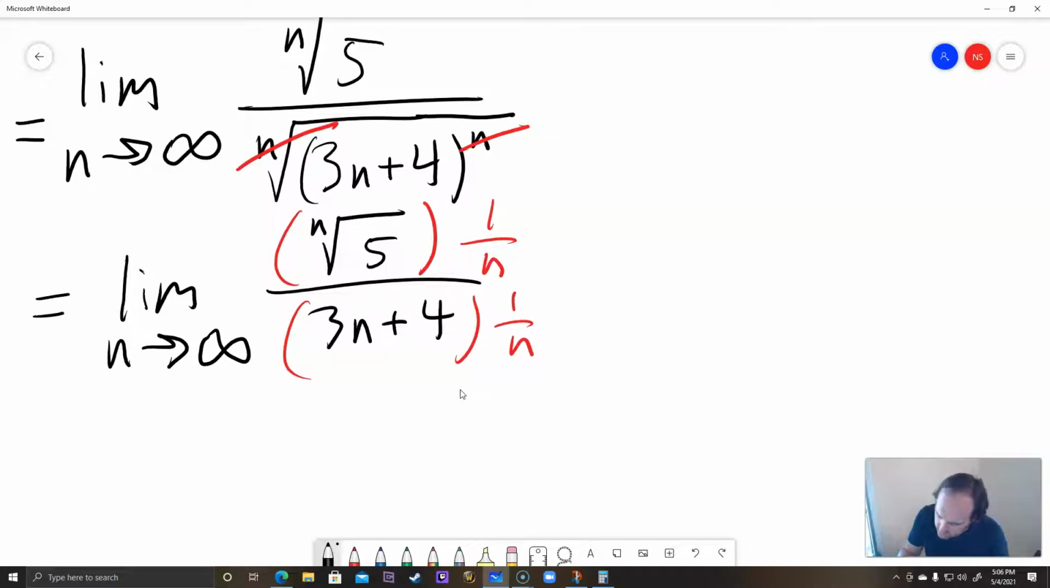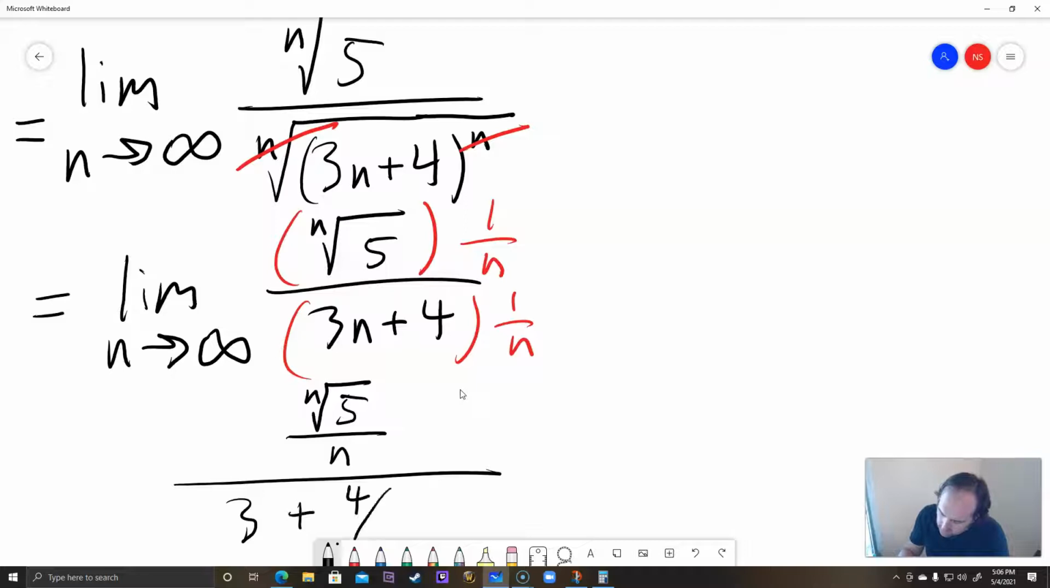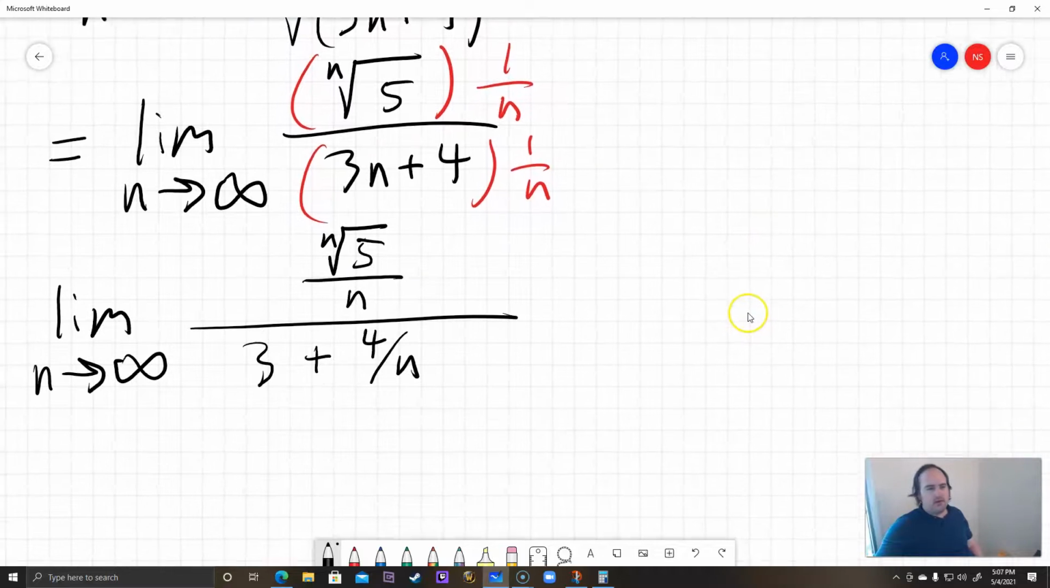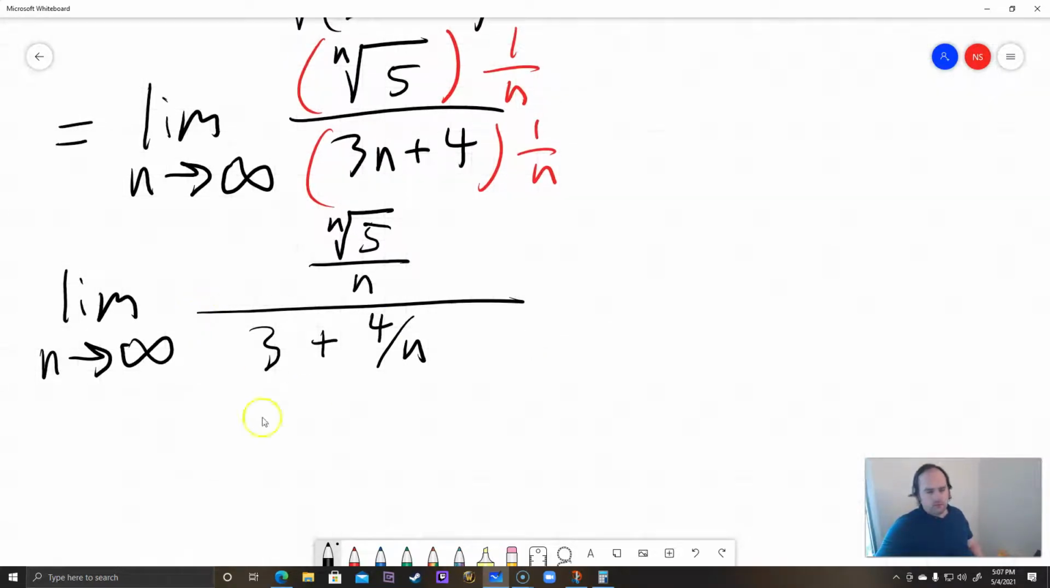Okay, so now in the numerator we're going to have nth root of 5 over n, and then in the denominator we're going to have 3 plus 4 over n. And we're still taking the limit as n goes to infinity. And then from here, because we're taking the limit as n goes to infinity, remember that nth root of 5 is the same as 5 to the 1 over n.